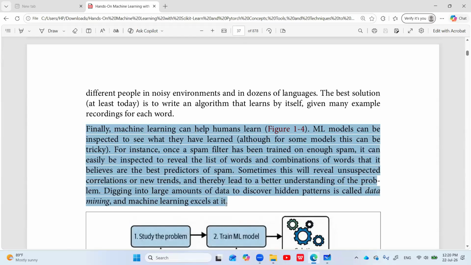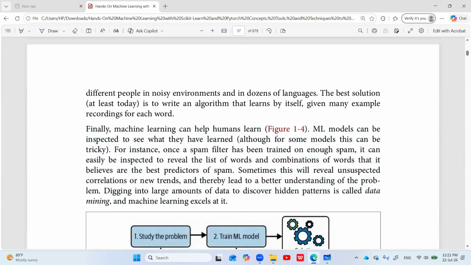Digging into large amounts of data to discover hidden patterns is called data mining, and machine learning excels at it. Okay, what does it mean? That means machine learning can be used for data mining. It allows humans to learn things, patterns which have not already been discovered.